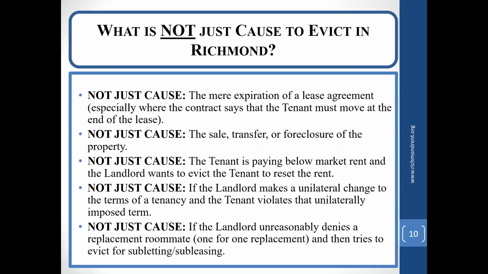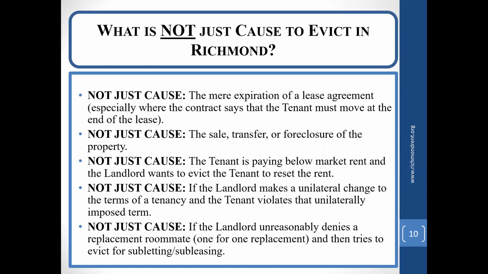I will next discuss examples of reasons that are not considered just cause. The mere expiration of a lease agreement, especially where the contract says that the tenant must move at the end of the lease, is not a just cause. The sale, transfer, or foreclosure of the rental property is not considered a just cause.